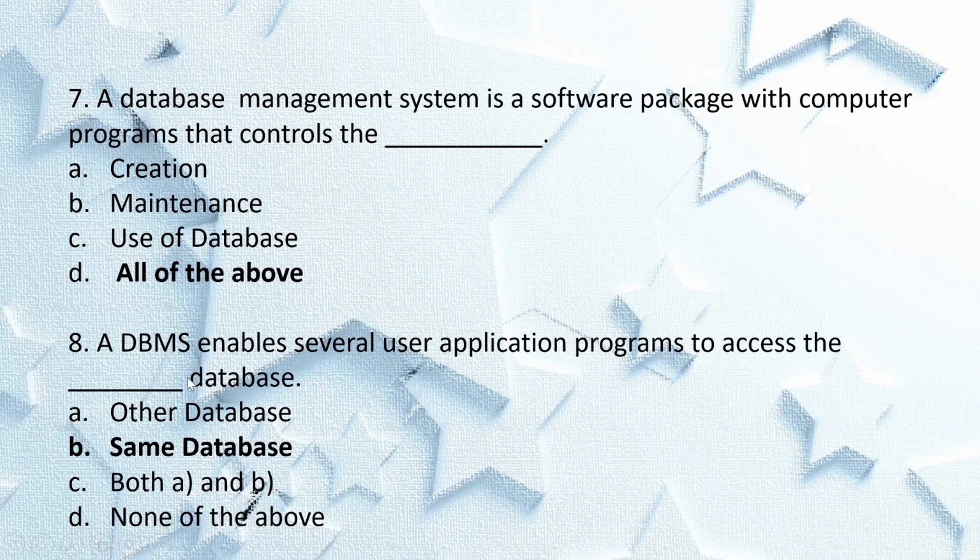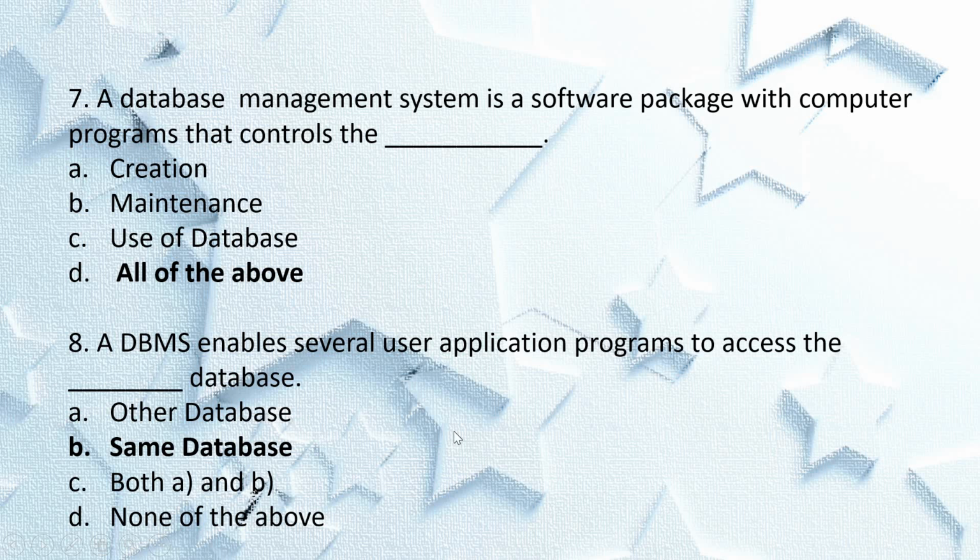And the 8th part, a DBMS enables several user application programs to access the dash database. The answer is same database, not other database. Both A and B is also incorrect, and none of the above is again incorrect. So a DBMS enables several user application programs to access the same database.